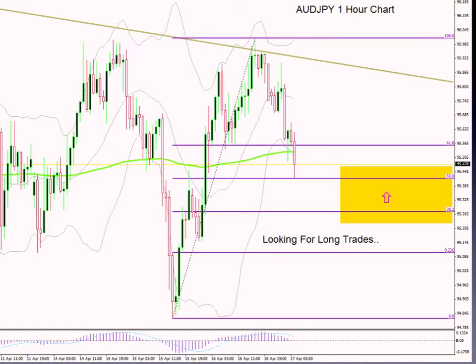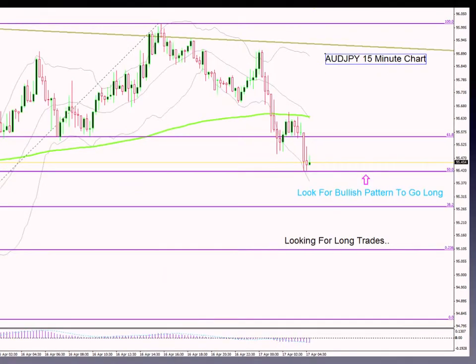All right, let's move over here to the Aussie yen 15-minute chart. And this is our 15-minute chart. And this is the trade setup that I'm looking for today, traders. And again, we're looking for long trades from our bias from the daily chart and the 1 hour chart. And here we are at the 15-minute chart, and we're looking at price right now.